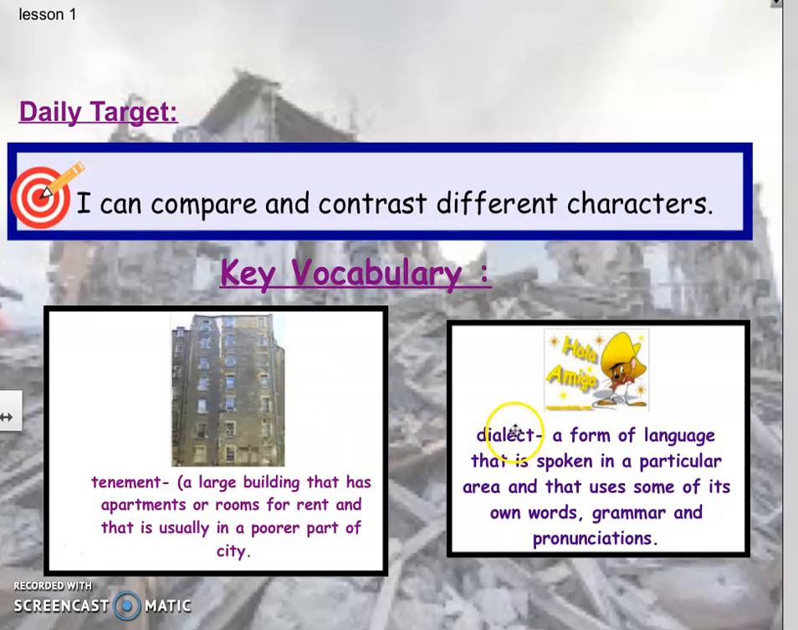Our next word is dialect. Dialect is a form of a language that is spoken in a particular area that uses some of its own words, grammar, and pronunciation. When we read today, I want us to think and look for those two vocabulary words. Also, think about how we can compare and contrast our different characters.